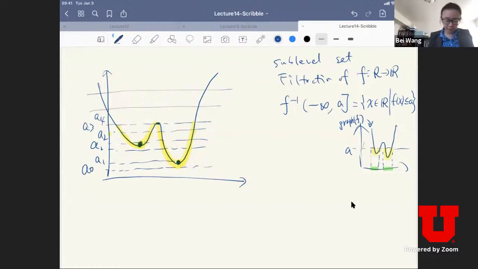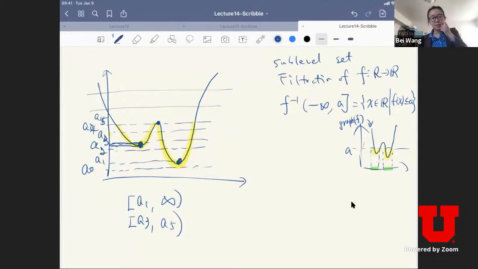So what is my barcode? My barcode says there's a component that is born at A1, and I have a component born at A3. The component born at A1 never dies. The component born at A3 dies at function value A5. So what I just showed you is essentially a sub-level set filtration of a one-dimensional function.